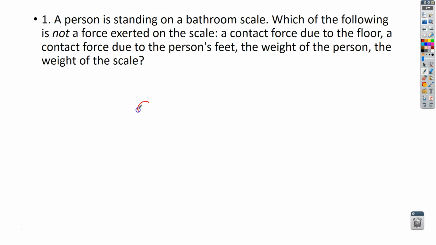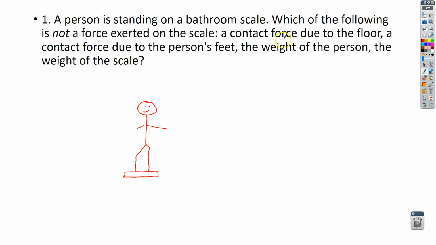We have a person standing on a bathroom scale. So here is the person standing on the bathroom scale. We're going to make this all from the side view, so it's a little bit easier to see. That's the scale. Here's our person. They're really happy to be on the scale. And they want to know which of the following is not a force exerted on the scale.